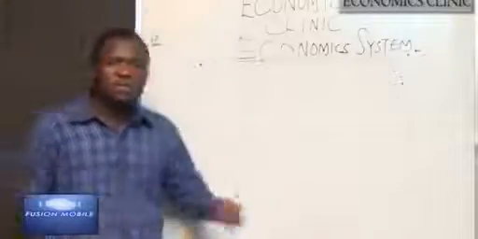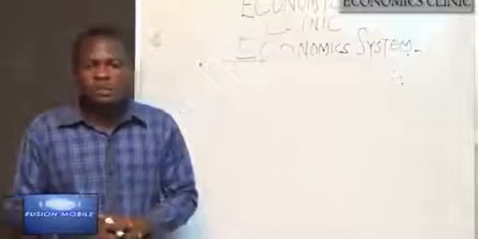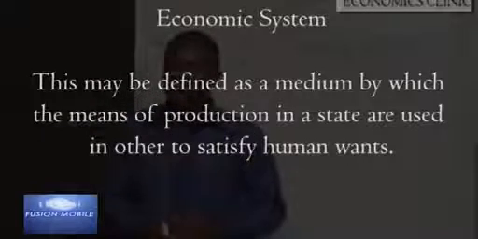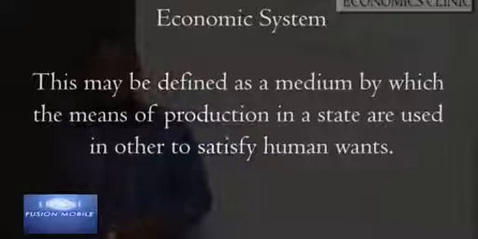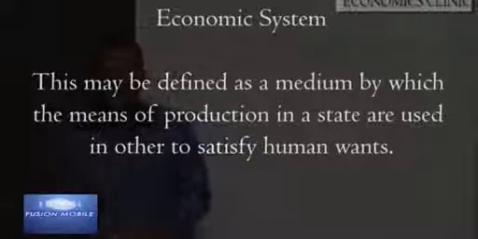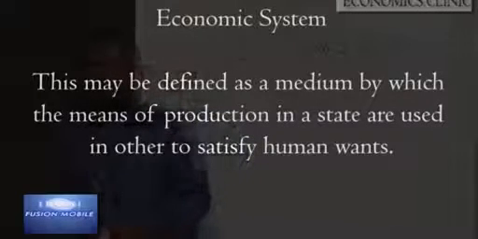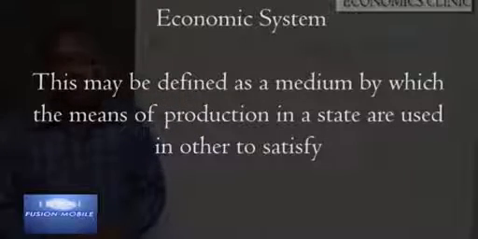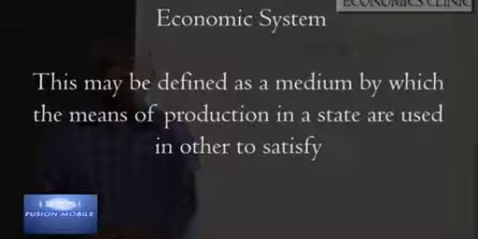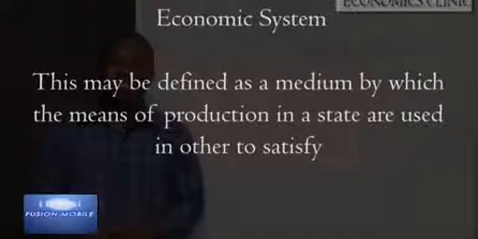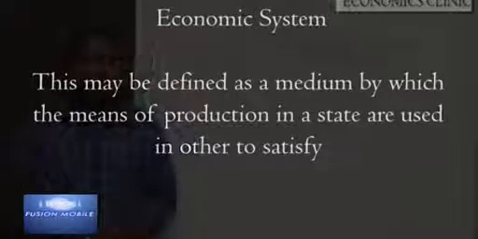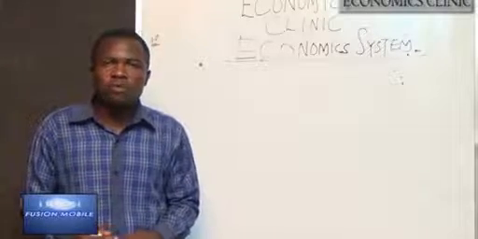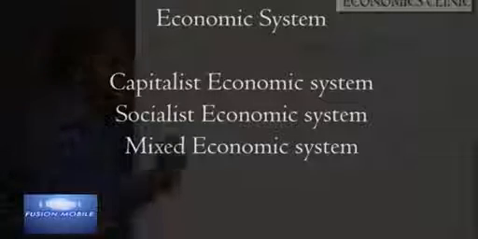Next is economic system. What is economic system? Economic system may be defined as a medium or an organized way by which the means of production in a state are utilized in order to satisfy human wants. This talks about who owns, who manages, who controls the resources of a state and ensures that these resources are well utilized.